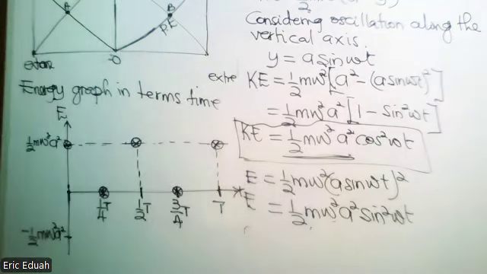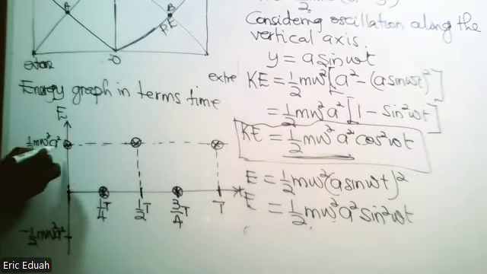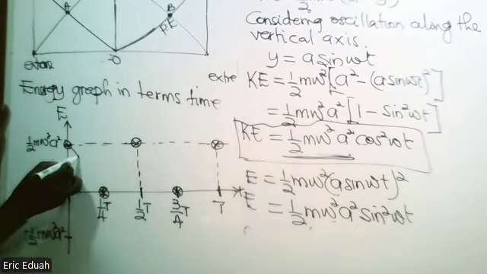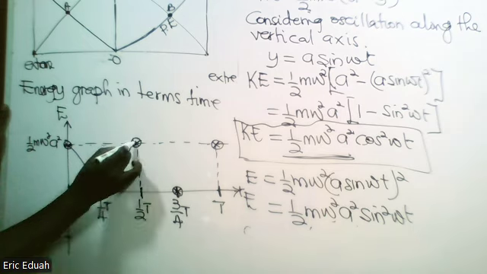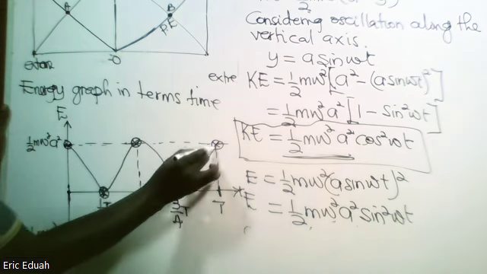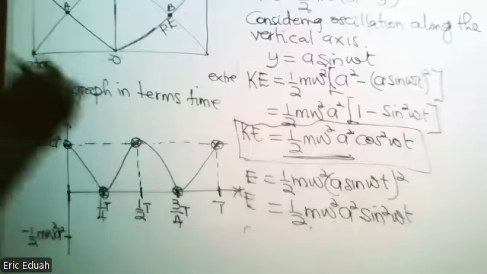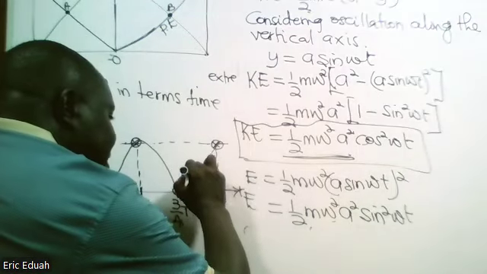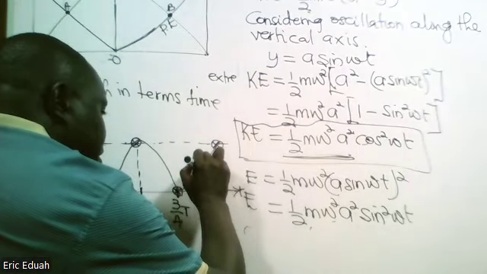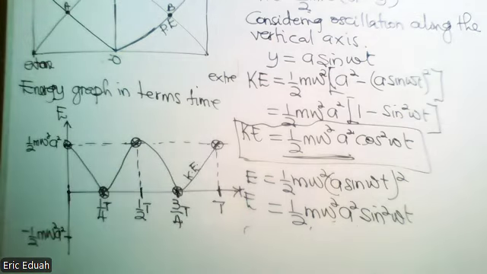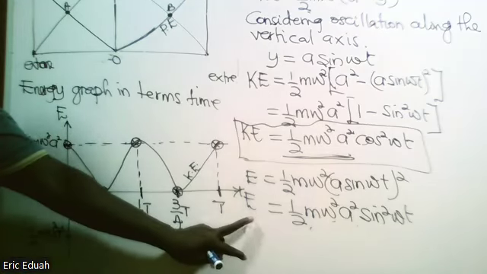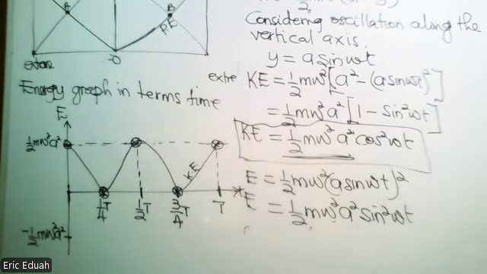So when you join the points, kinetic energy will look like this. So this graph is for KE. Let's also plot it for potential energy and see how that will change. I want to change the marker.